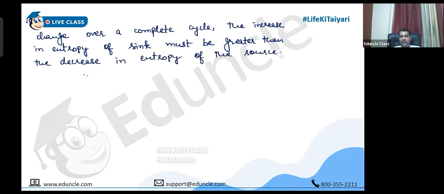Why have I written this line? Because dq is TdS, na? Heat is taken from the source. So dq is negative for the source, so its entropy is decreasing, and dq is positive for the sink, na? Because we are giving heat to the sink. So dS is positive for the sink, it is increasing. So if total entropy change should be positive, it means the entropy increase for the sink must be greater than the entropy decrease for the source, na?